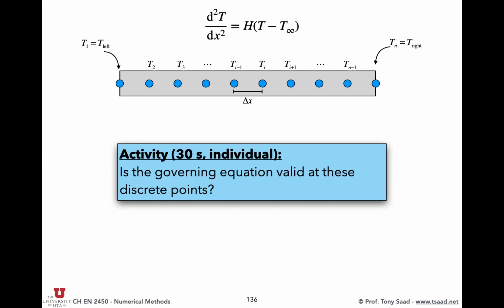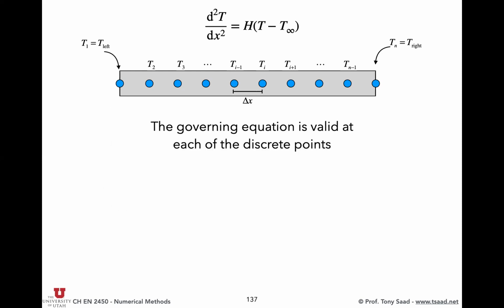Discretely, at least in the interior of the domain, do you think the equation is valid? I think so, yeah. Absolutely. Why would it not be valid? We started by saying that this equation governs the physics inside the entire rod. So it would cover it at any subset of points in that rod. So what that means is that we can apply the exact equation at each one of those points.